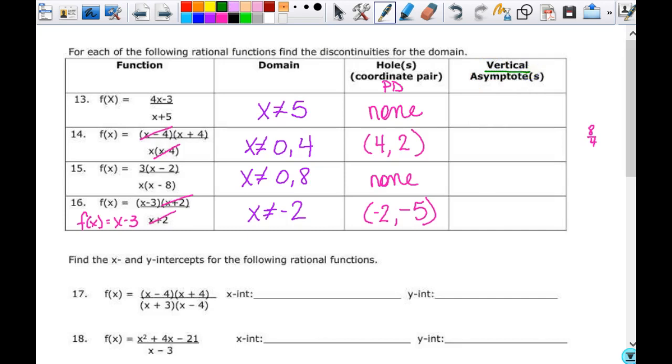Okay, so now I'm going to look at the vertical asymptotes. For vertical asymptotes, I look at the denominator that's left after reducing, and whatever makes that 0. So the vertical asymptote is the line x equals negative 5. For number 14, it's x equals 0. For 15, I have two of them: x equals 0 and x equals 8. And then nothing here in number 16.